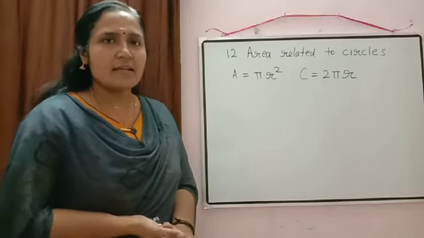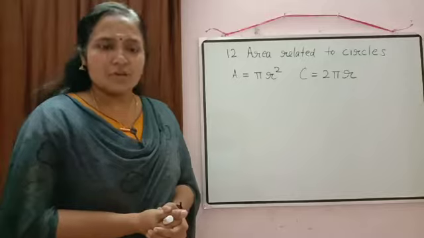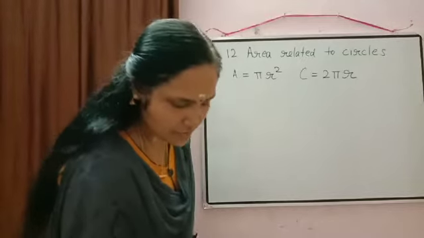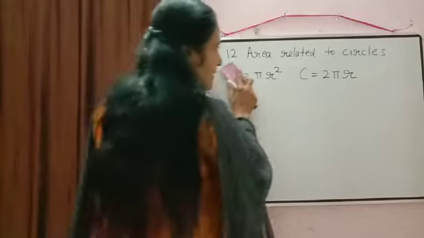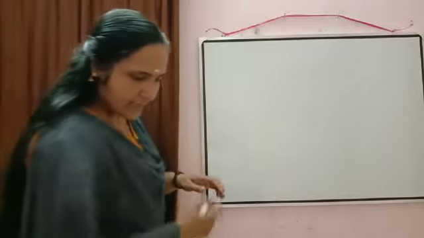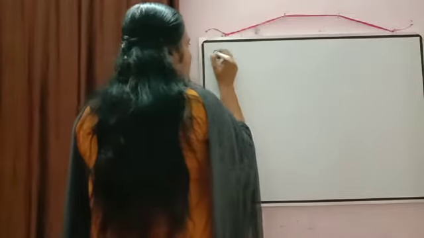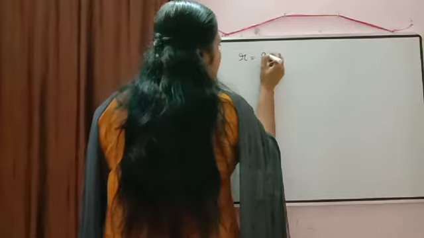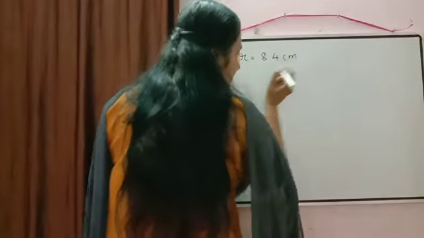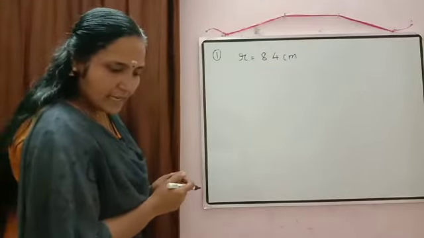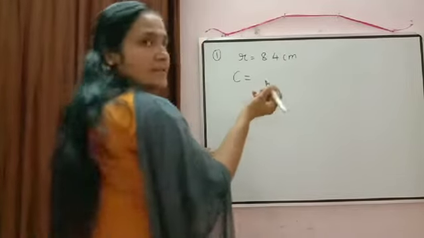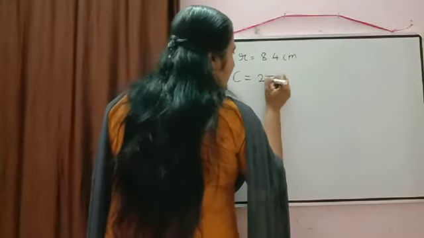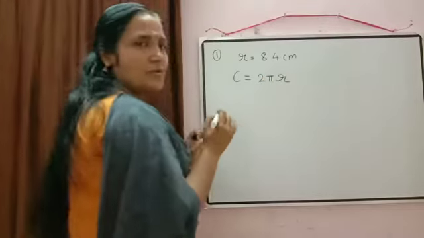Questions are already with you. I will start the solution. The first question is written: find the circumference and area of a circle of radius 8.4 centimeter. Radius is given as 8.4 centimeter. Circumference and area we have to calculate. So we'll write down the formula. Circumference is equal to 2 pi r.